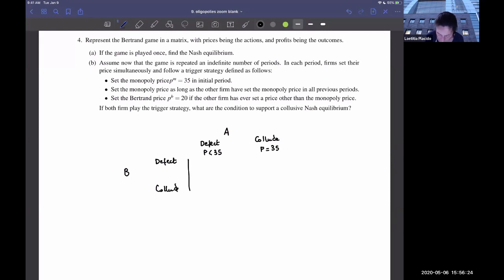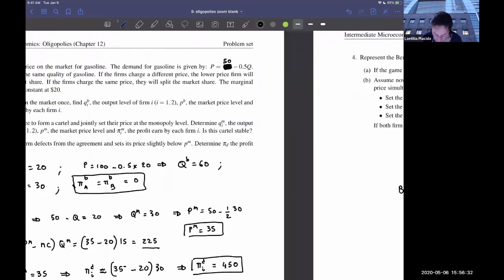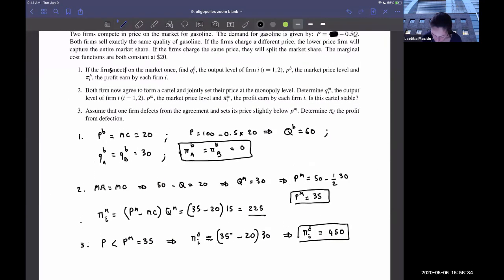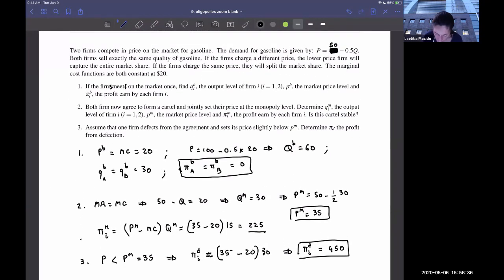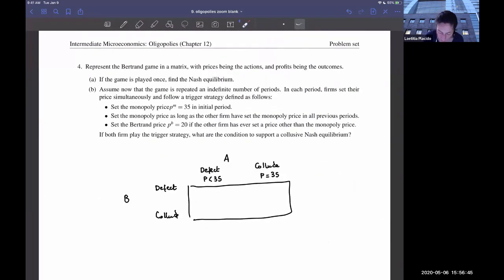All right. So if both firms collude, what profit do they get? Well, we have calculated here the profit under collusion. So they behave like the monopolist and they split the profit and they get 225. Okay, so if both firms collude, they both get 225 here.